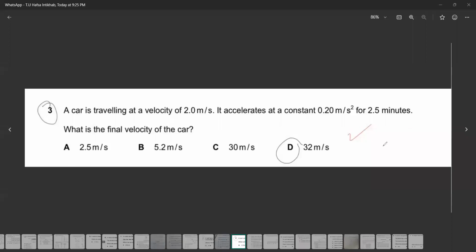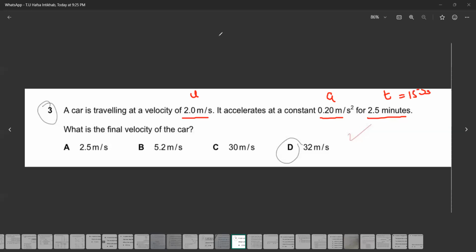So these are the doubts from October, November 2020 paper. A car is traveling at a velocity of 2, so that's the starting speed of the car, and it accelerated at a constant acceleration of 0.2, and it took 2.5 minutes, but time should always be in seconds. So you have to convert these 2.5 minutes into seconds. So it will be 2.5 times 60. That will give 150. So the time is equal to 150 seconds.